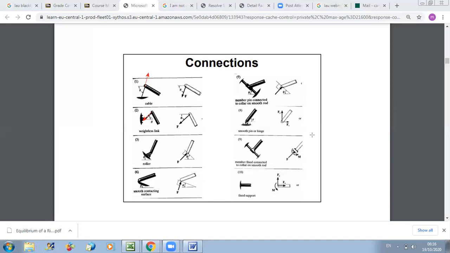So at the end, for any reaction, you should ask what are the things that my connection is opposing. If it's opposing rotation, then I have a resisting moment. If it's opposing motion in X, then it will develop a reaction in X. Okay, and the same for Y. Any question on the connection types?